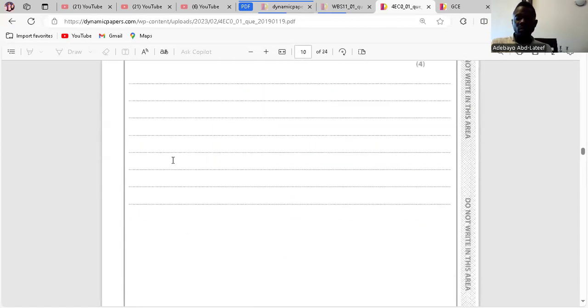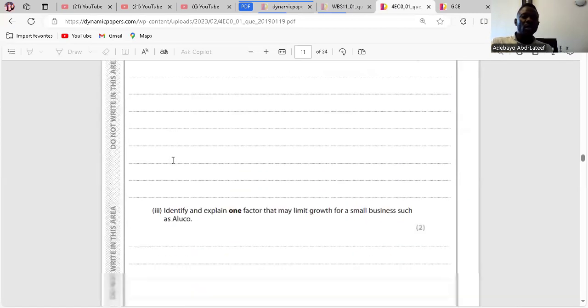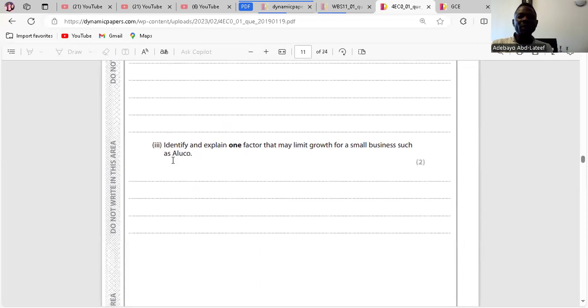So the next one. Identify and explain one factor that might limit the growth of a small business. A small business is a business that is naturally small. One of the factors that might affect the growth of a small business is lack of finance. When we talk about lack of finance, that means accessibility to finance. A small business might not have access to finance because banks will not want to give them loans, because they are considered high risk. Is it clear?